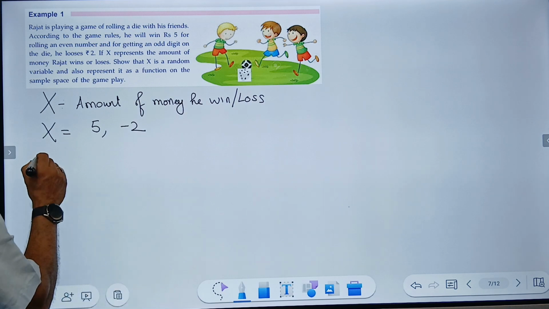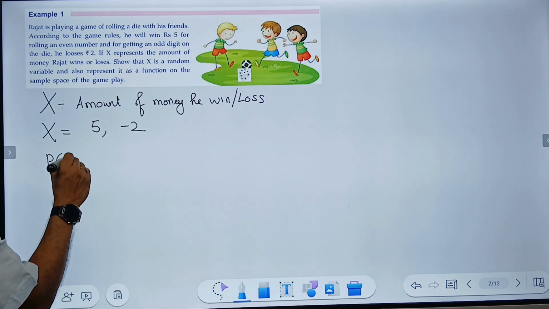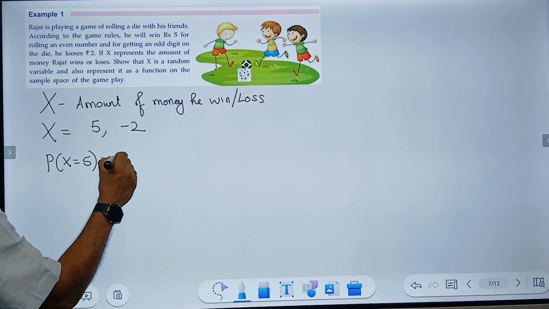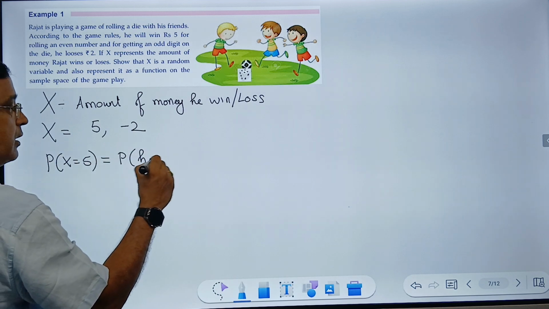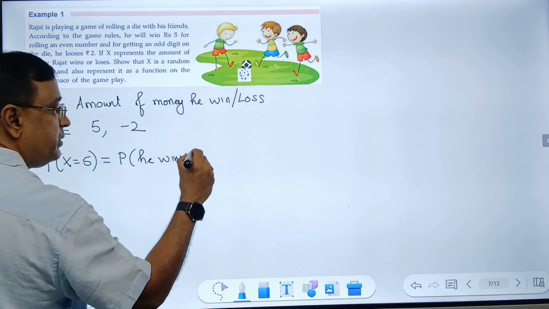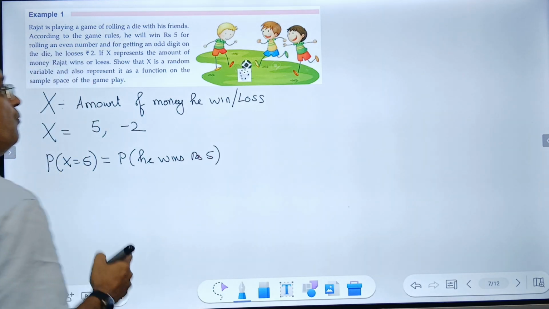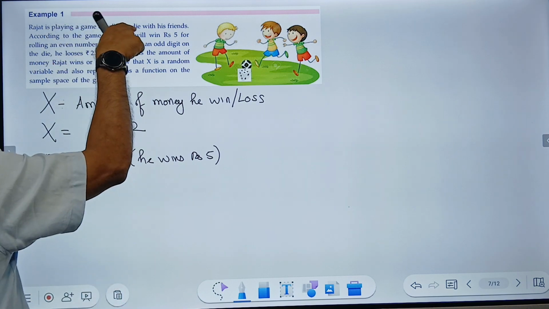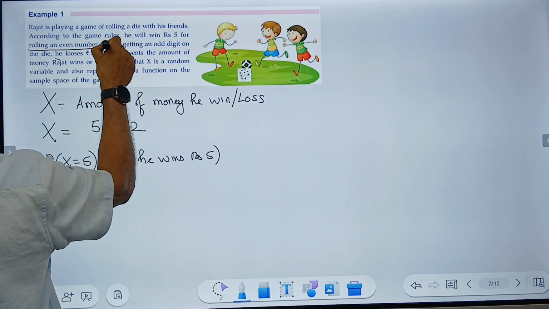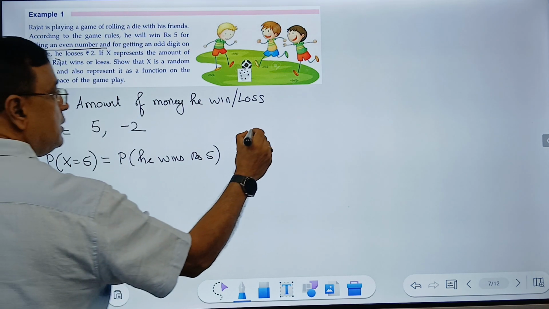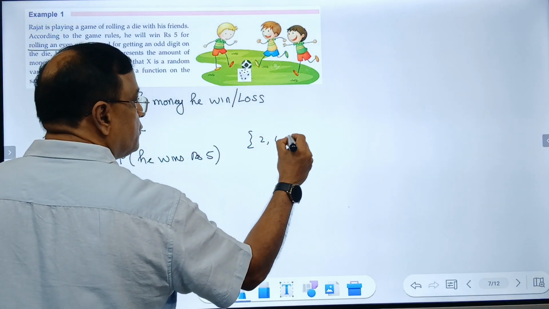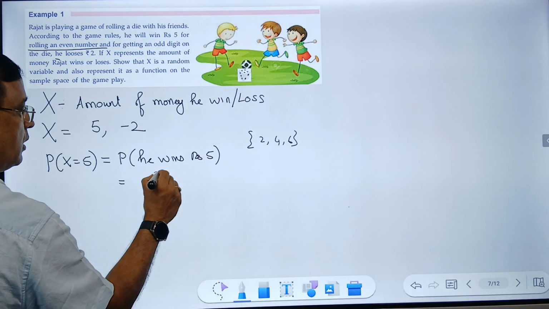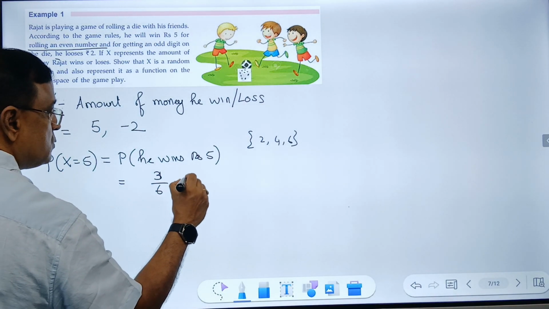We'll find out. Now, what is the meaning of P of x is equal to 5? The meaning of x is equal to 5 is he wins ₹5. When will he win ₹5? He will win ₹5 if he rolls an even number. So how many even numbers are there? There are 2, 4, 6, and the probability of getting 2, 4, 6 is 3/6, which is 1/2.